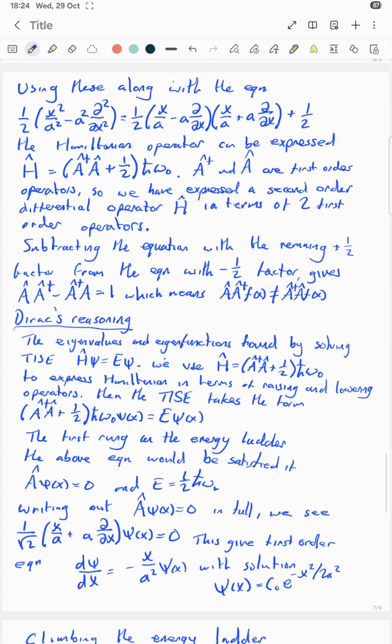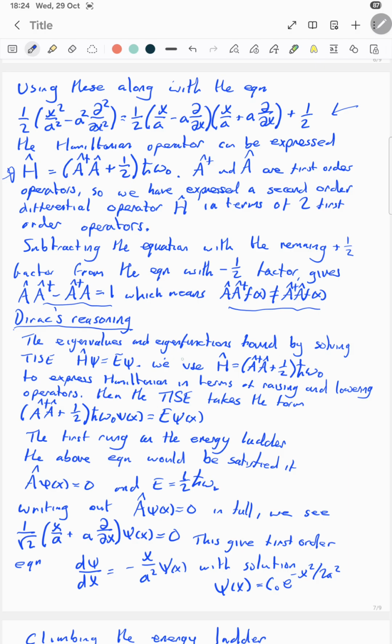Now using these along with the equation here, the Hamiltonian operator can be expressed in this form, where A and A dagger are the first order operators. So we have expressed the second order differential operator of the Hamiltonian in terms of two first order operators. Now subtracting the equation with the plus 1/2 factor from the equation with the minus 1/2 factor gives this, which means that the lowering and raising operators operating on a function of x are not equal to the reverse. So now this is Dirac's reasoning.